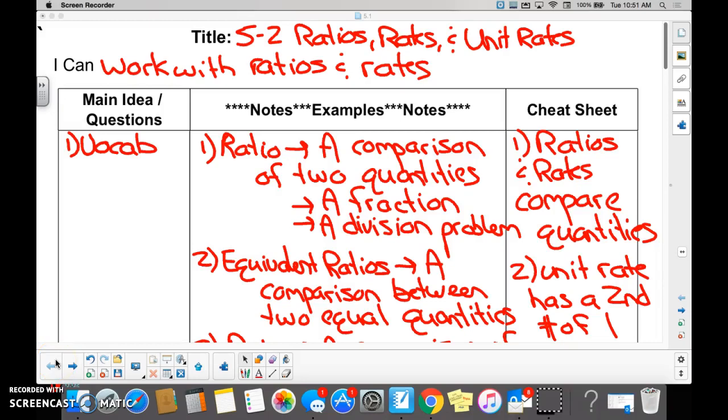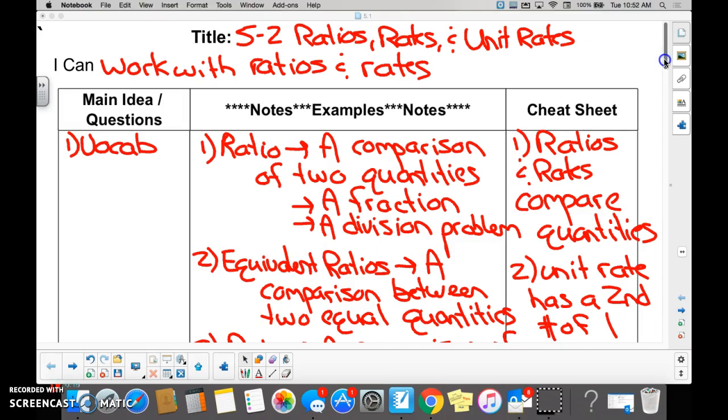5-2 ratio, rates, and unit rates. I can work with ratios and rates. Good, and we also did some proportions in here too. So thank you, Anna. This is 5.2, the first lesson of chapter 5. Remember, we skipped 5.1, we'll come back to it.